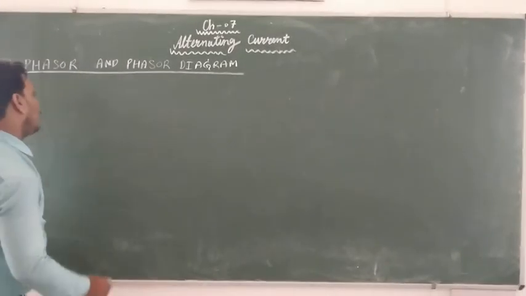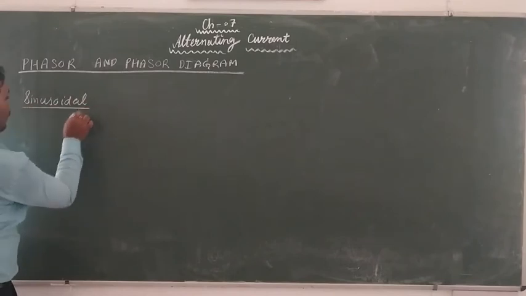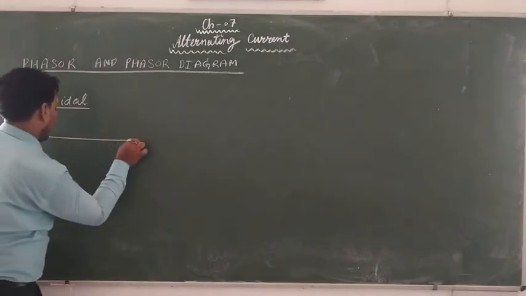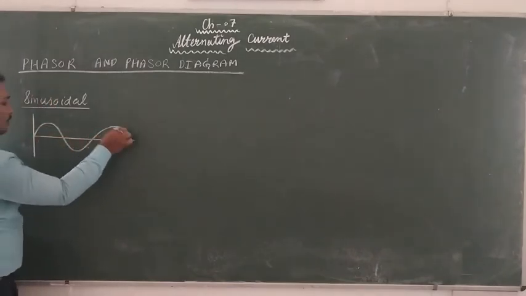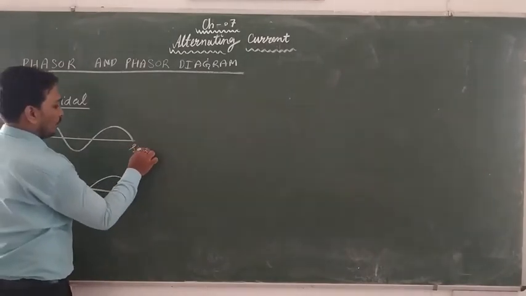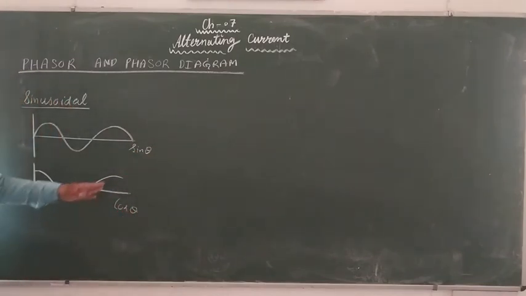Before understanding this, let me make you understand sinusoidal quantities. You need to understand what this word means. This word is actually the name of this curve. Whenever this word comes, it is actually the name of this curve. So basically this is the curve of sine theta and this is the curve of cos theta.